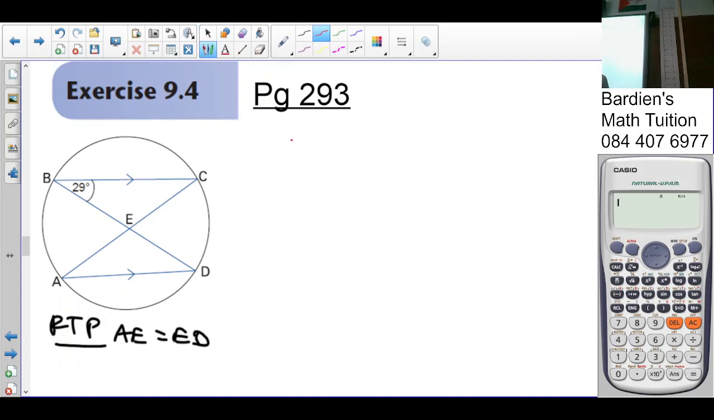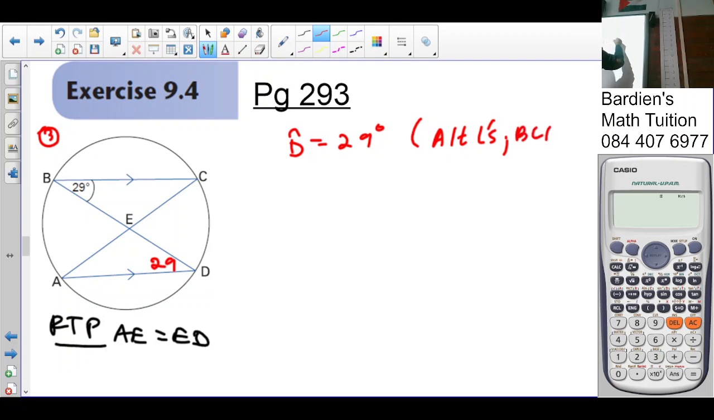So we're going to say that angle D is, what number is this? Number 3, no? Angle D is 29. Why is angle D 29 degrees? It is alternate angles, not so? With BC being parallel to AD. You can't leave the set of parallel lines out. You must write it in.